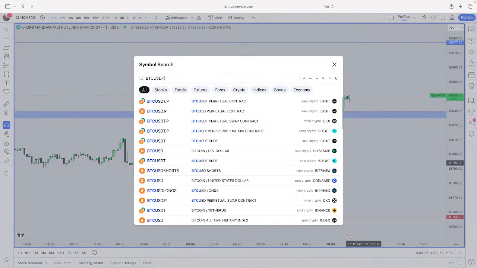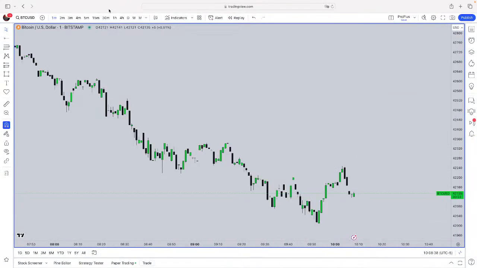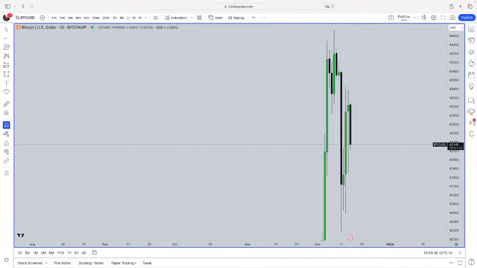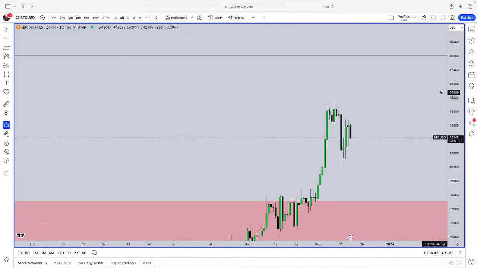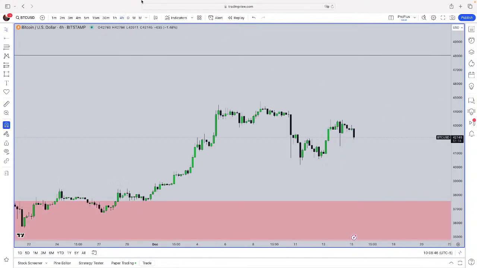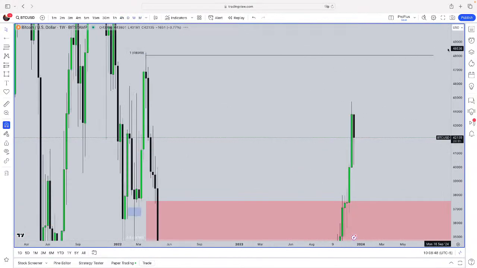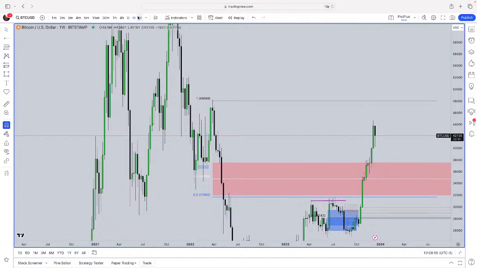Take a look at Bitcoin. I haven't looked at Bitcoin for a while. Nearly hit 45k, that's mad. Look at the monthly.